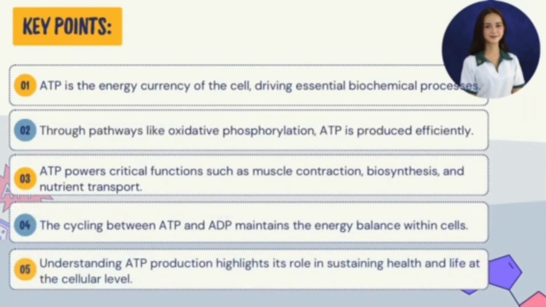So now we have the key points. First, ATP is the energy currency of the cell, driving essential biochemical processes. Second, through pathways like oxidative phosphorylation, ATP is produced efficiently. Third, ATP powers critical functions such as muscle contraction, biosynthesis, and nutrient transport. Fourth, the cycling between ATP and ADP maintains the energy balance within cells. Lastly, understanding ATP production highlights its role in sustaining health and life at the cellular level.